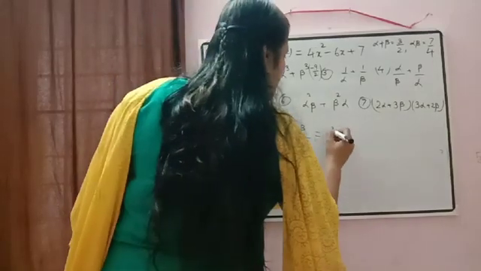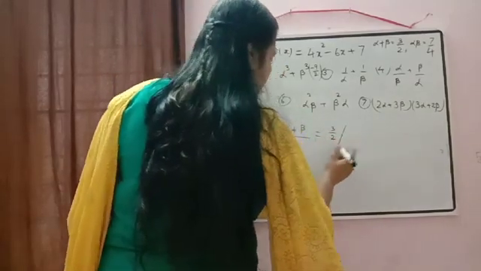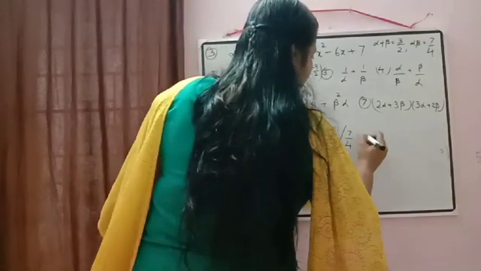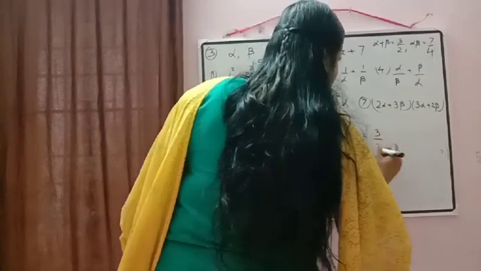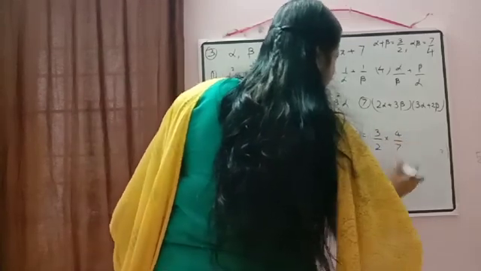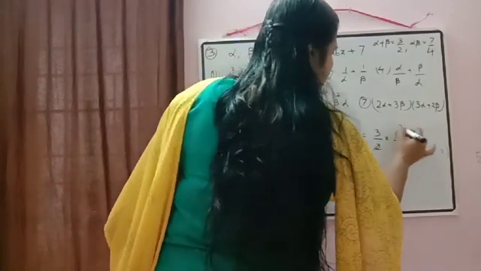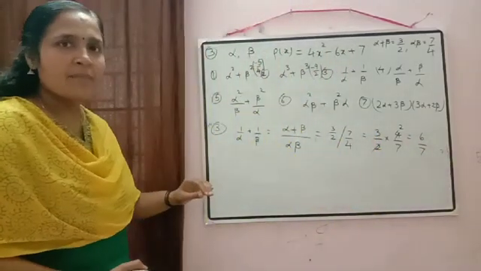Alpha plus beta is equal to how much? 3 by 2 divided by alpha beta is 7 by 4. Now change the division into multiplication. Then we will get 3 by 2 into 4 by 7. This one we can cancel. Then we will get the answer is equal to 6 by 7.